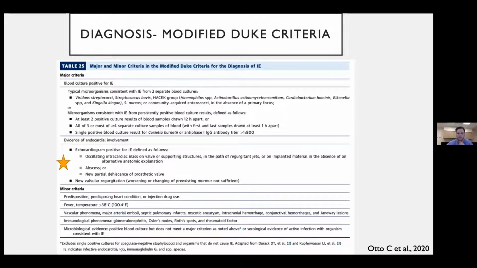Here you see the major and minor criteria listed, and I just want to focus on the echo portion today. Echo evidence of endocardial involvement is a major criteria. And that's defined here as vegetation on valve or supporting structure in the path of a regurgitant jet or on implanted material in the absence of an alternate explanation. So an echo is also considered positive for endocarditis if it shows abscess, new prosthetic valve dehiscence, or new valvular regurgitation. And we're going to go through examples of each of those in more detail.